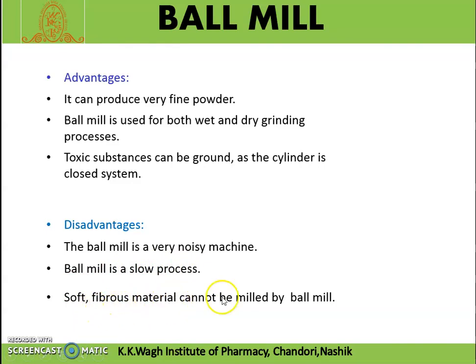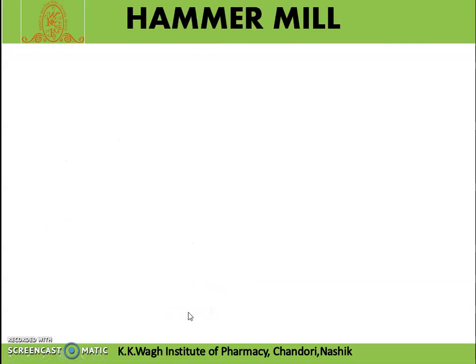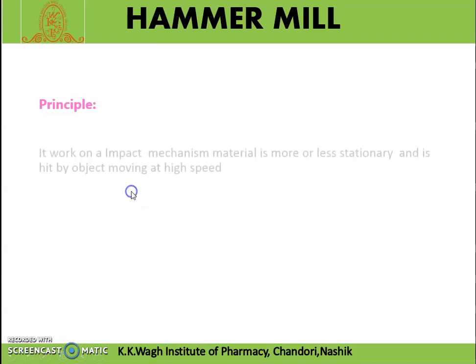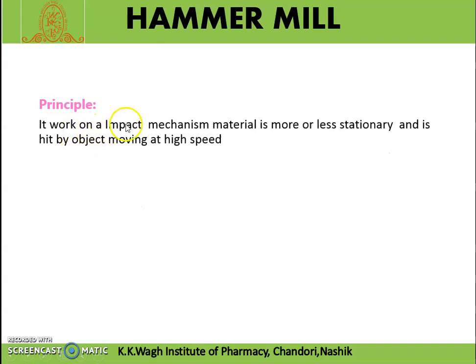Soft fibrous material cannot be milled by the ball mill. These are the disadvantages of the ball mill. Next, we see the hammer mill. Principle behind the hammer mill: it works on the impact mechanism. Material is more or less stationary and is hit by an object moving at high speed.